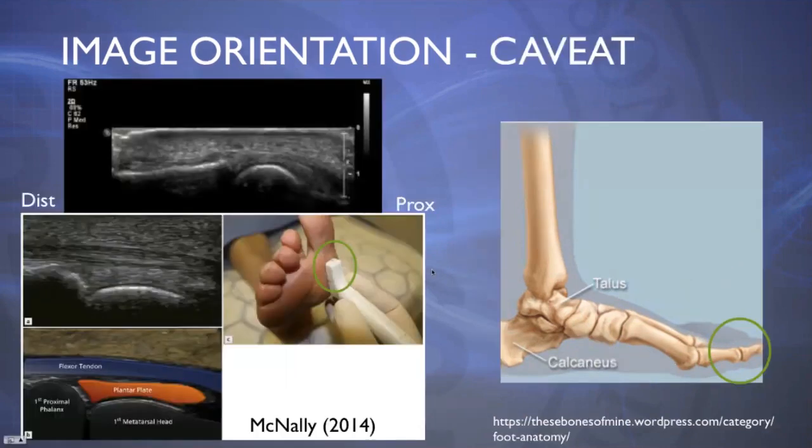The caveat to this is when we image the toes. So you can see that when we image the toes, our notch is actually pointing up towards the ceiling, but up towards the ceiling is getting to more the distal aspect. So now distal is on the left-hand side and the proximal aspect of the foot is on the right. So just keep that in mind.